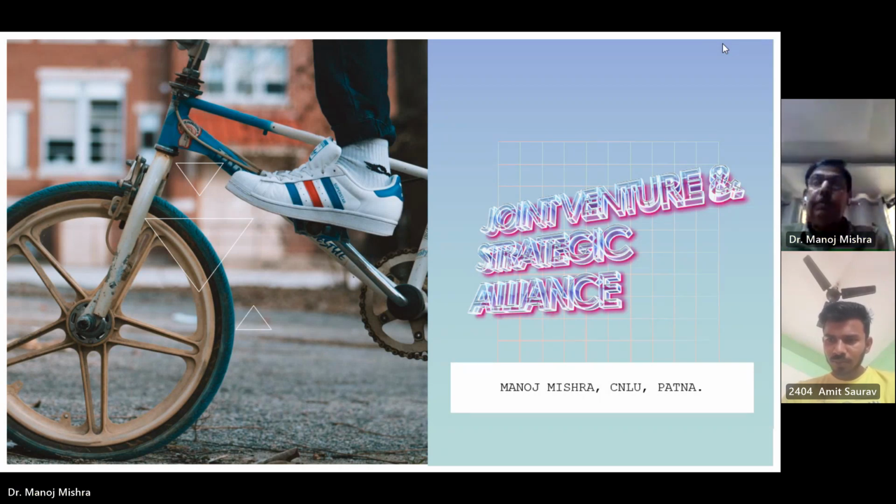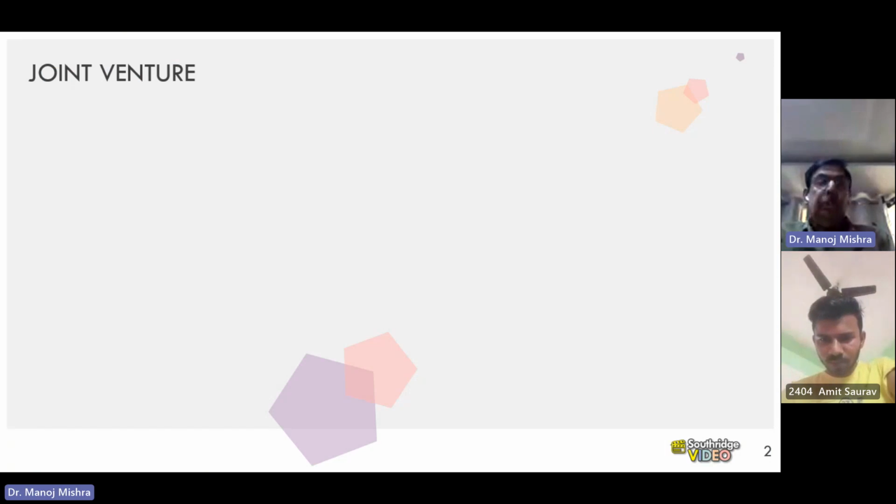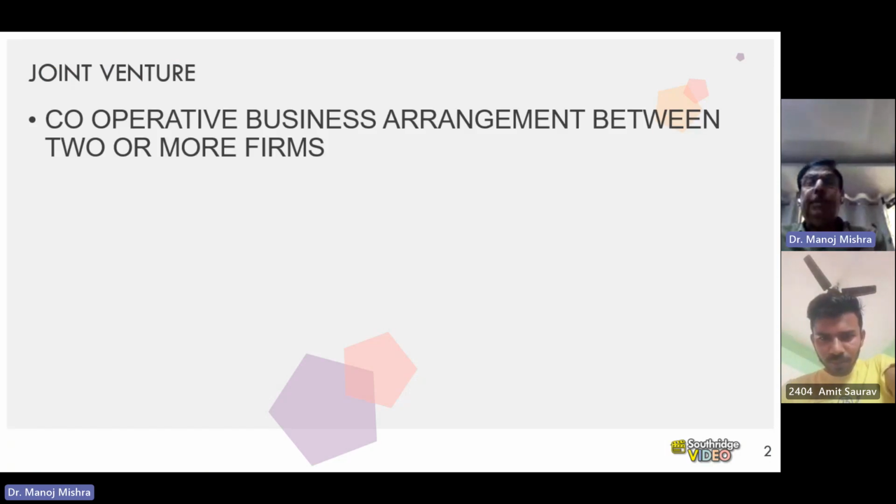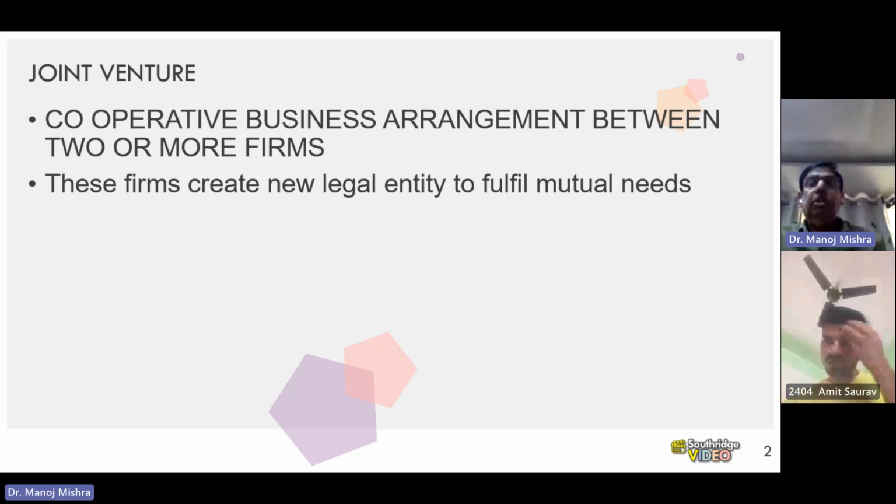So we have a joint venture, which is a kind of cooperative business arrangement between two or more firms. Obviously, there can be more than two firms which can come together in a joint venture, but whatever they have come together, that must be mentioned in the approval which you get from the Ministry of Commerce, Government of India. So it becomes a new legal entity. So it is under the law that they are formed, and obviously certain mutual needs are assigned to them.